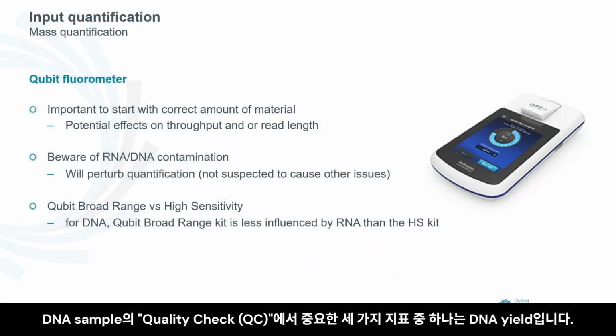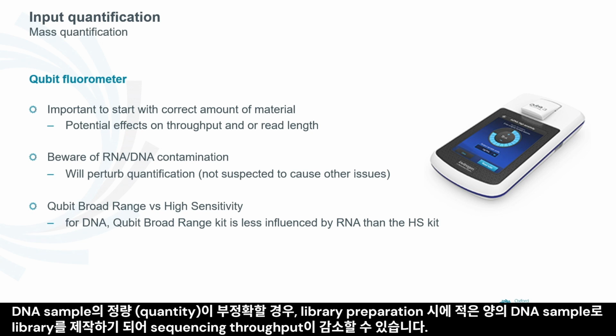In this video, I'll talk about the importance of assessing your input DNA or RNA thoroughly before beginning library preparation, as a low molecular weight, incorrectly quantified and/or contaminated sample could significantly impact your sequencing run. One of the three important sample QC metrics is DNA quantity. Incorrect DNA quantification could result in starting with less DNA input than recommended, resulting in reduced sequencing throughput.